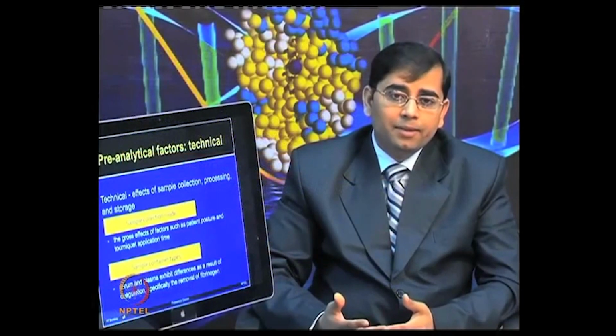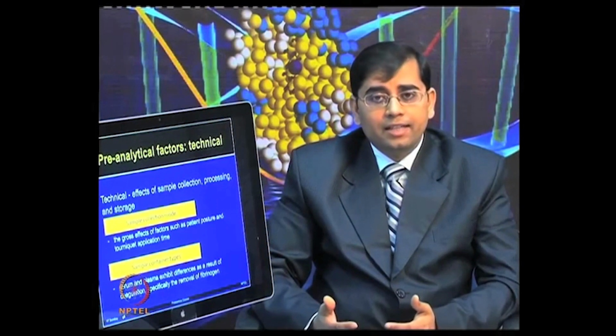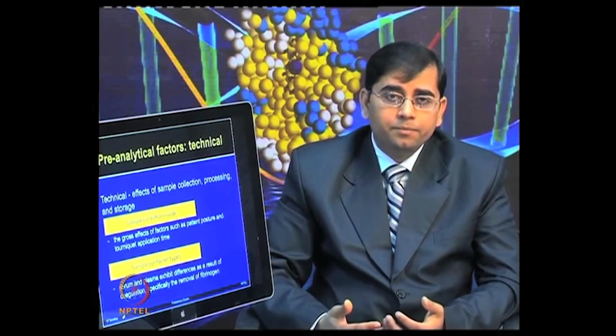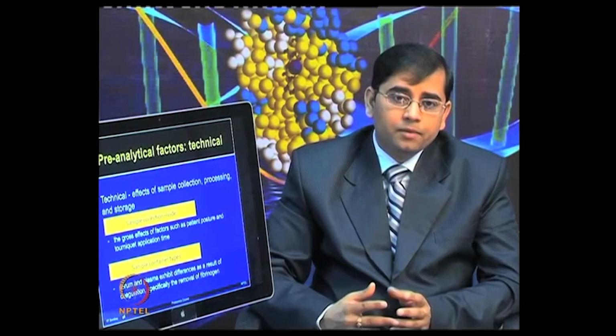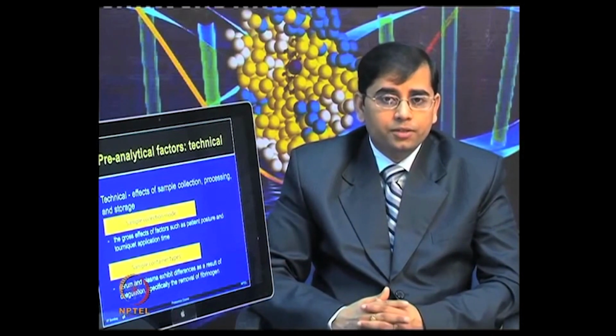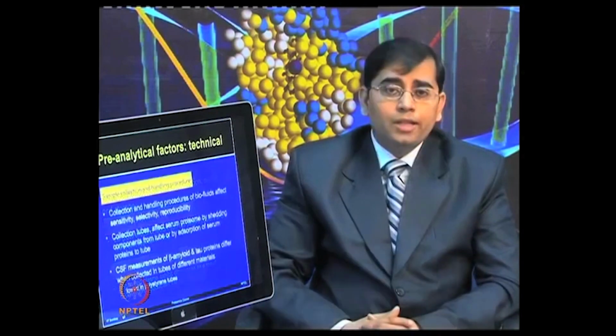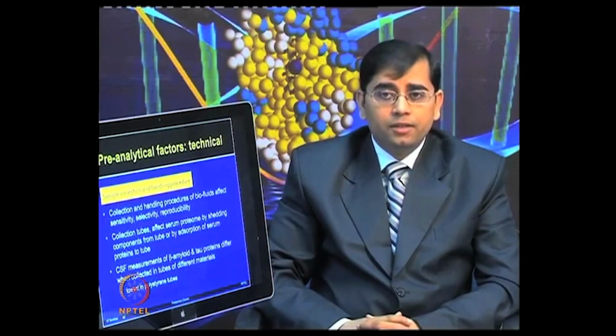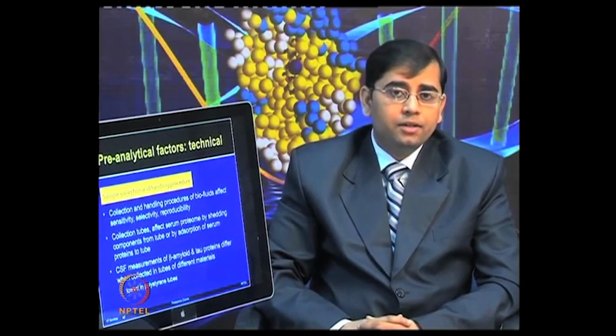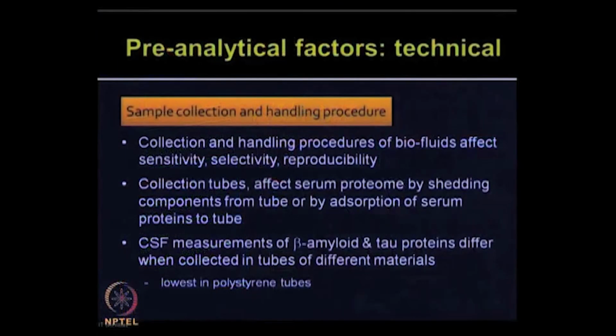Sample container types: when you are collecting samples such as serum and plasma, they exhibit differences as a result of coagulation, specifically the removal of the fibrinogen. So, one has to pay attention to sample collection and handling procedure. The collection and handling procedure of biofluids will affect the sensitivity, selectivity and the reproducibility of the experiments.